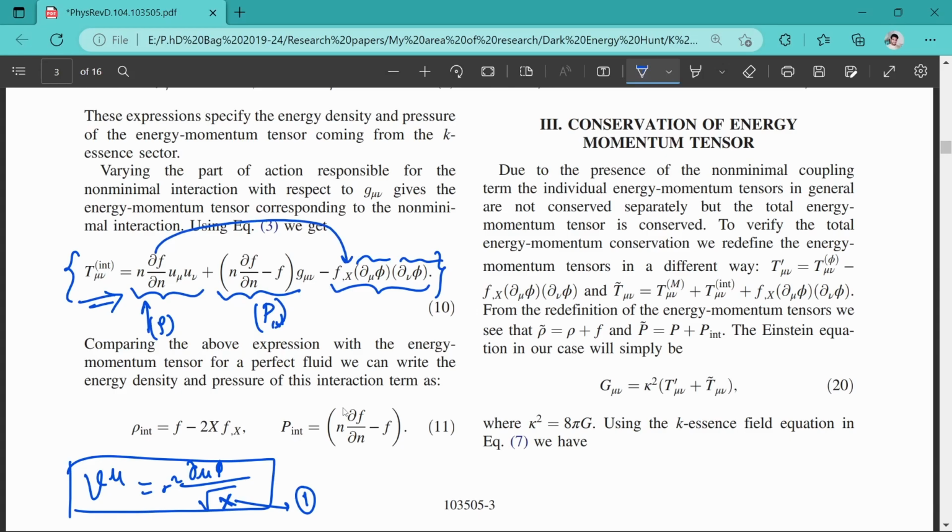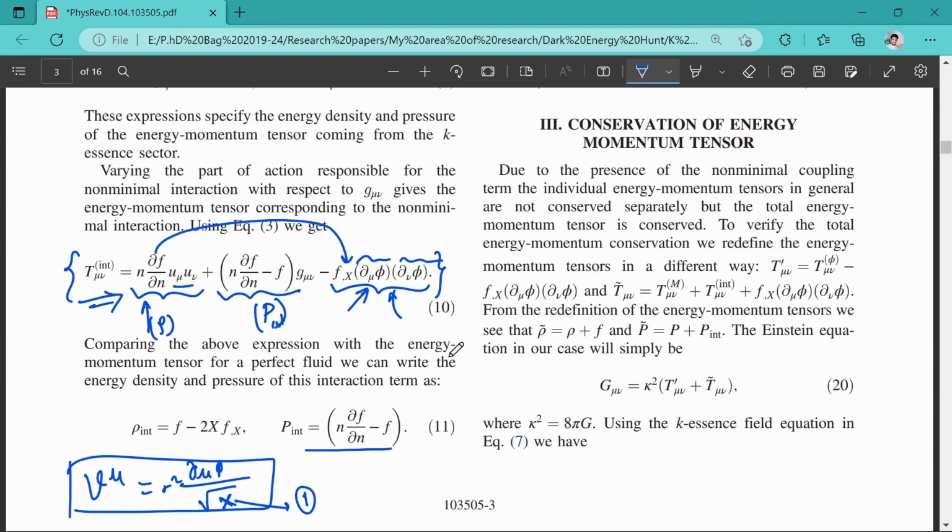So we can say that the field and fluid are co-moving in the same direction, or one can say that they have the same velocity as time goes on. In this case you can see that this rho interaction will become f minus 2x f comma x, this 2x will come from here, and the p interaction becomes n df minus f. So it has again the same kind of structure: the effective rho will become like this, and this one. So you will have the effective rho and the effective interaction.